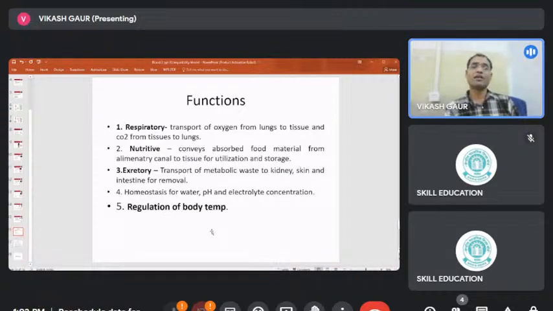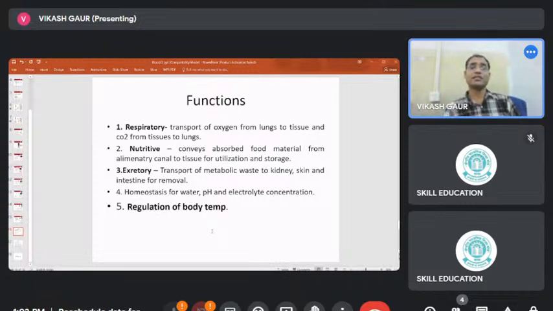And the functions of blood. First one is respiratory, which is done by the hemoglobin found in the RBC. Transport of oxygen from lungs to tissue and carbon dioxide from tissue to lungs. Second most important function is nutrition. These convey absorbed fluid material from the alimentary canal to the tissue for utilization and storage purposes, and also supply food material to all organs of the human system.